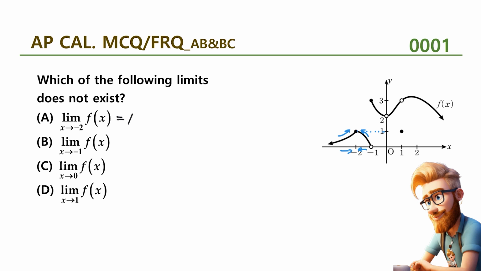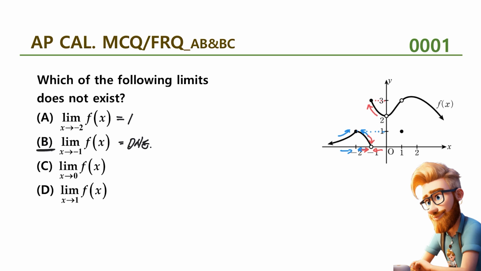Answer choice B, limit as x approaches negative 1, right? So as x approaches negative 1 from left hand side, it approaches 0, right? From right hand side, it approaches 3. This is a 3, right? So the left hand limit and right hand limit, they are different. In this case, this limit doesn't exist, right? So limit does not exist. So the answer is B.